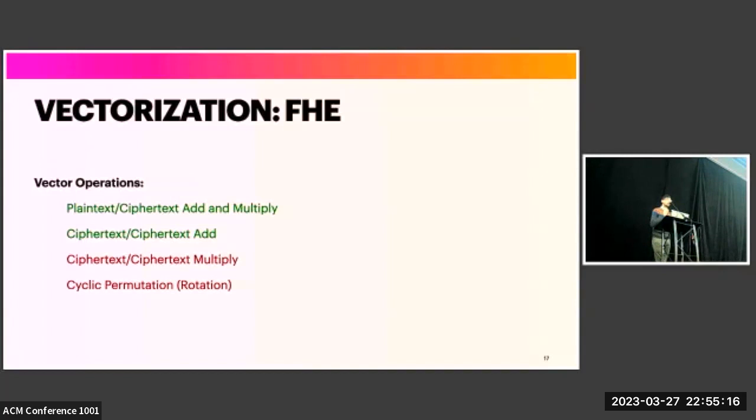And finally, the only operation we have that lets us move data from one vector lane to another is the cyclic permutation, which I'll call a rotation. Basically, what this does is it takes all of the elements in the vector and shifts them over by a fixed number of slots.